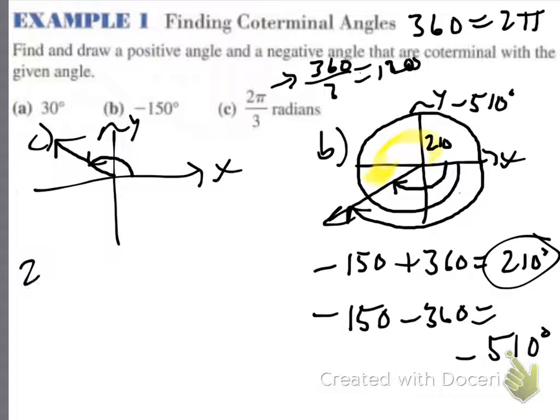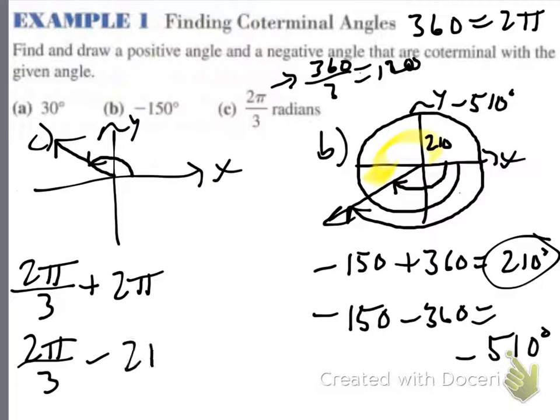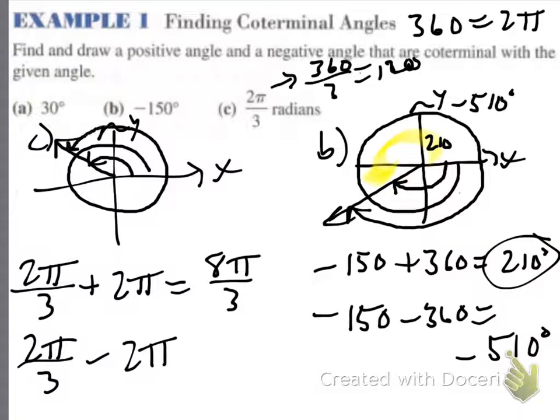So my positive coterminal, 2 pi over 3 plus 2 pi. My negative one is going to be 2 pi over 3 minus 2 pi. 2 pi over 3 plus 2 pi is 8 pi over 3. So I go here, I go around once, and then I just keep going. Now my negative angle, 2 pi over 3 minus 2 pi, is negative 4 pi over 3.